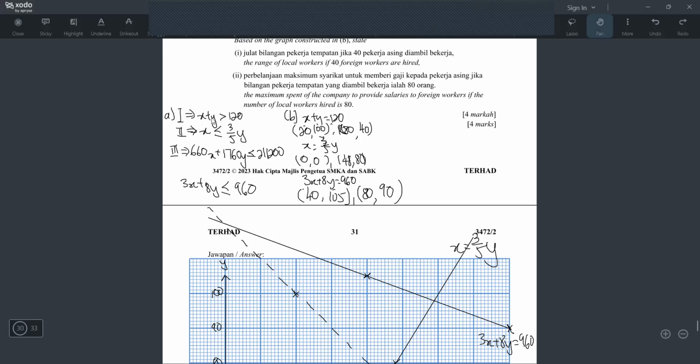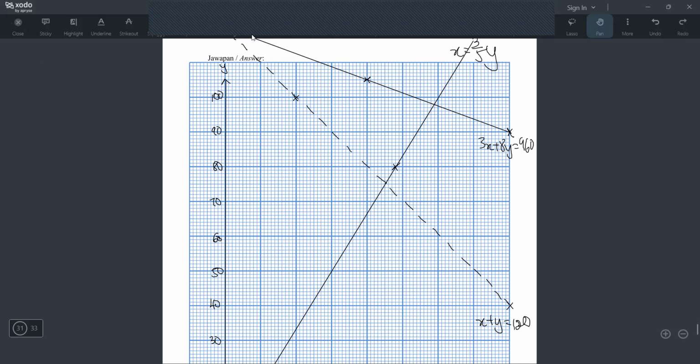So x plus y bigger than 120. You have to remember, make sure y is positive, and then look from y. So the symbol here is bigger, which means I have to choose above this line. So your R can be here, can be here, can be here, right?